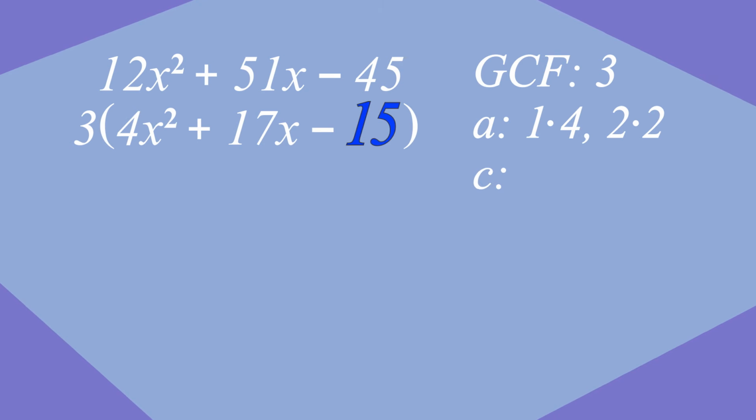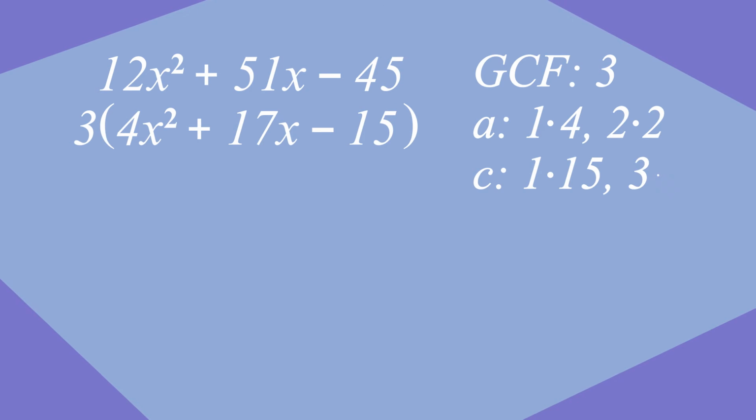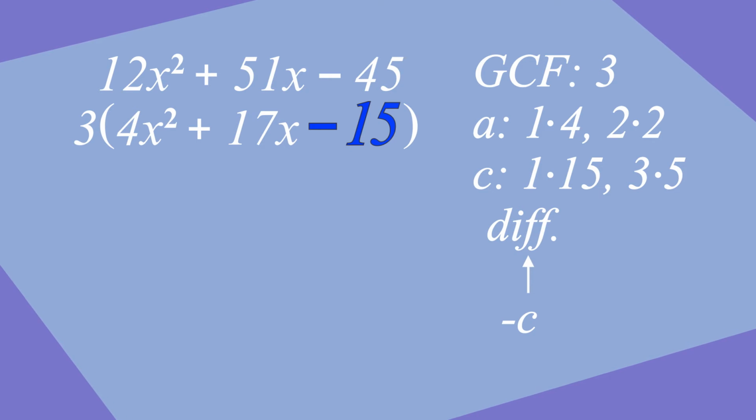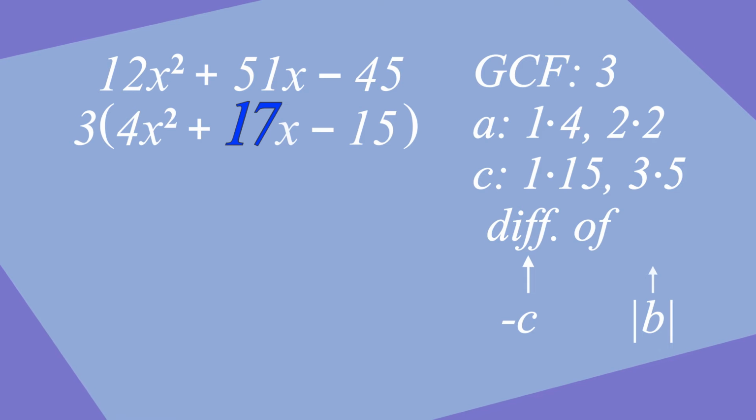What are the factors of c? 1 times 15 and 3 times 5. Do we want a sum or a difference? We need a difference, but why? Exactly, because the constant is negative 15. We need a difference of 17.